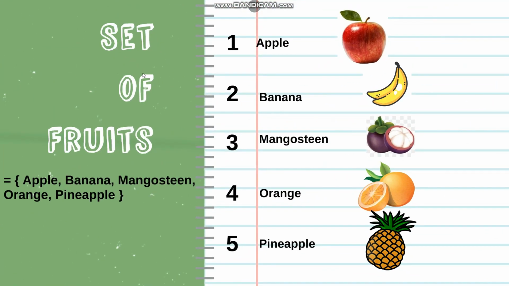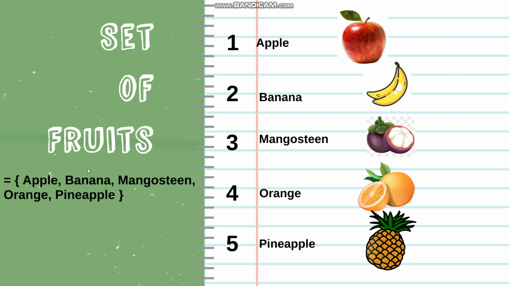So as you can see, these are our set of fruits. We have the apple, banana, mangosteen, orange, and pineapple. And in order for us to write the set, it would be enclosed by a bracket. Let's write apple, followed by a comma and the next element. We have banana, then mangosteen, orange, and pineapple.